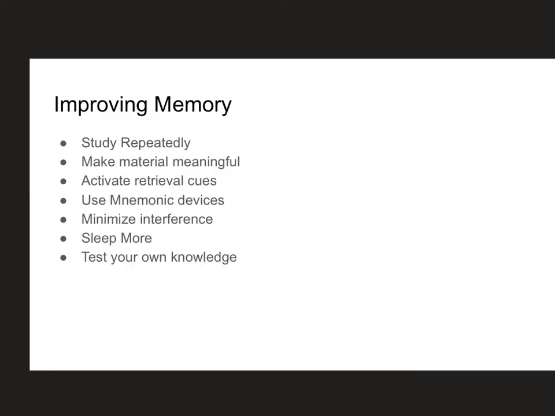So what can we do to improve our memory? Well, we can study repeatedly. So this is where we talk about our distribution, not mass, right? Where you study repeatedly over a couple of days' time. Make the meaning meaningful. Can you make some sort of a connection? Activate retrieval cues if you can. Things like same time, location. Use mnemonic devices. Roy G. Biv.